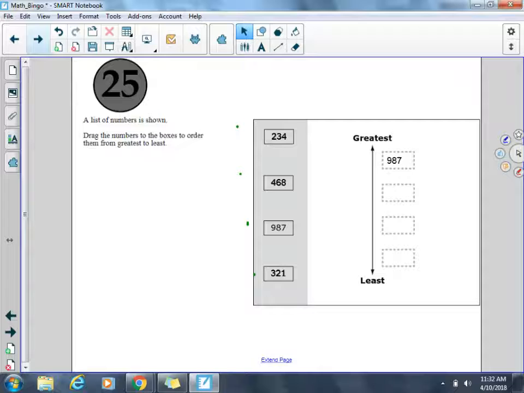Okay, so that one's been used. Now I got to figure out which hundreds place is the next biggest. Well, the next biggest hundreds place here would be 4 hundredths. So now that one has been used. Now it just comes down to my last two. Well, I know that the one on the bottom has 3 hundredths. The one at the top has 2. 3 hundredths is worth more than 2 hundredths. So 3 hundredths would be here, and then my least or my smallest would be 234. Okay? Nice job with that.